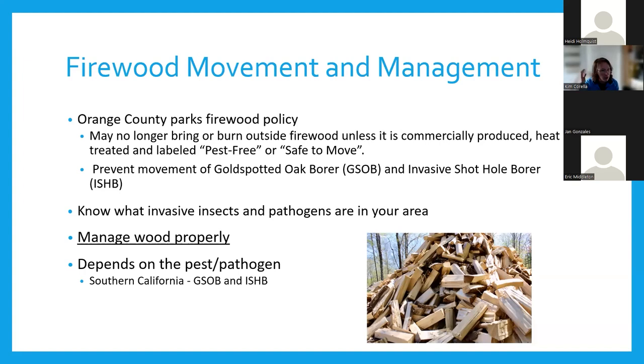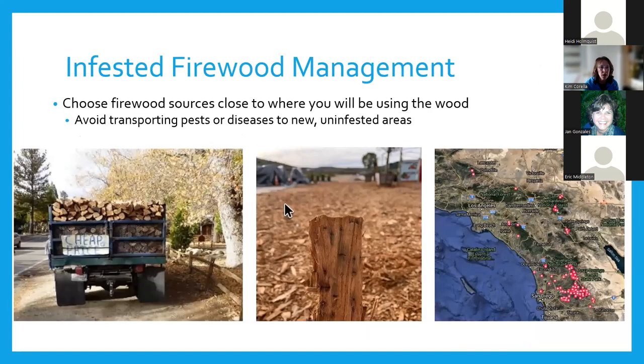So to manage the wood properly, you really need to know what pest or pathogen are in your area. As we've heard throughout this whole seminar, in Southern California, the insects that we are concerned about that move on firewood are GSOB and the shothole borer. So some of the infested wood management that we can do is choose firewood sources that are close to where you're using the wood. Really don't transport wood because you might import those diseases into new areas.